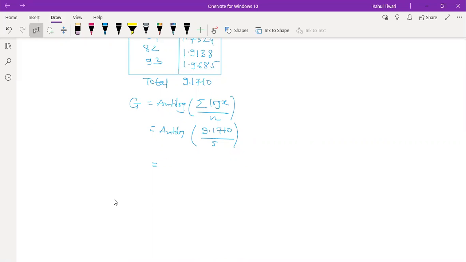After dividing this, 9.1710 divided by 5, is it 1.83 something? And if you take anti-log of that, shift log. 1.8342. Just check. Are you getting the answer 68 point something, 2652, something like that.